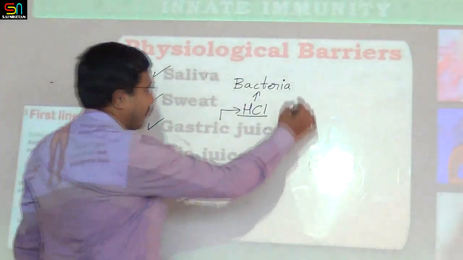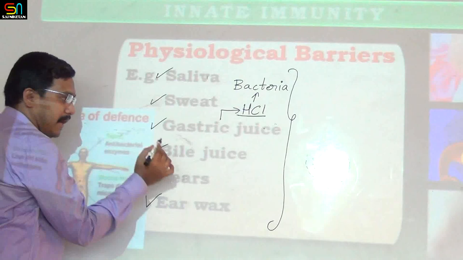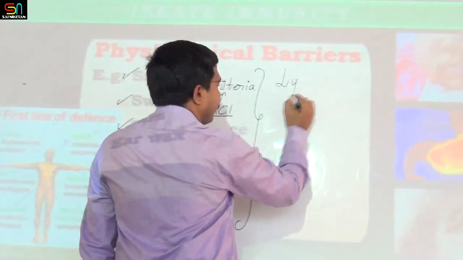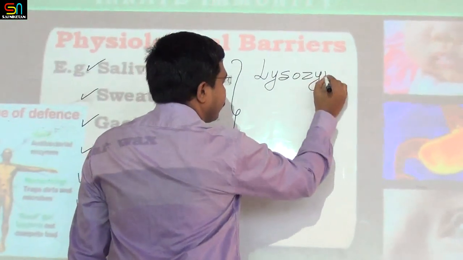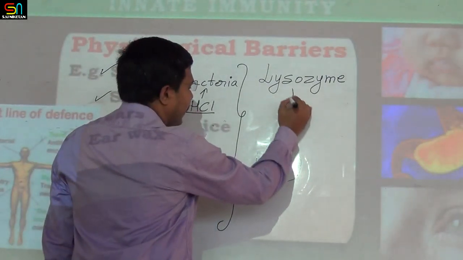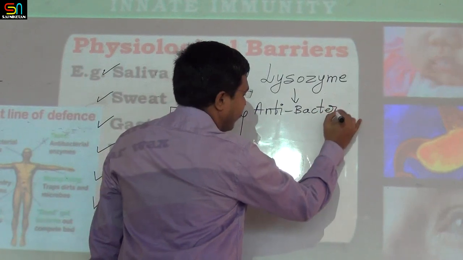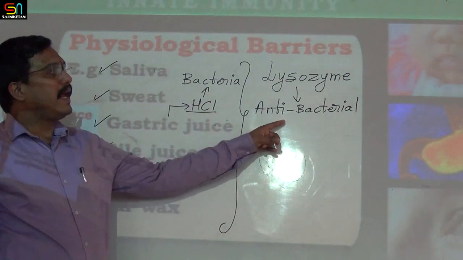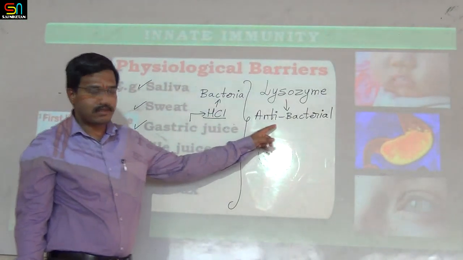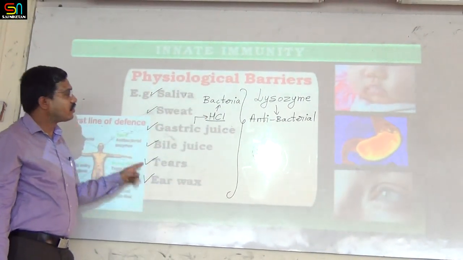Okay? Now, remember carefully. All these secretions, saliva, sweat, gastric juice, bile juice, tears, earwax, all have one enzyme. That enzyme is called lysozyme. It is very important. This enzyme is antibacterial. It breaks the wall of the bacteria and kills the bacteria. See, God has given us lysozymes in all these secretions. So that's why these are examples of physiological barriers.